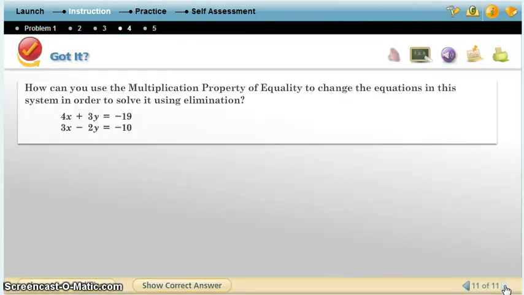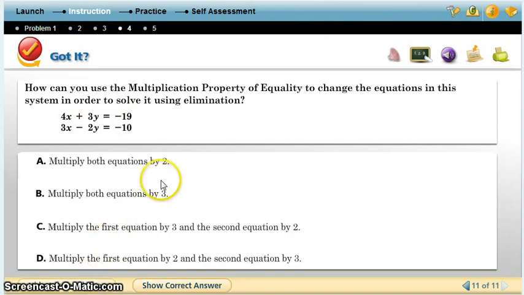Okay, go back and look at that example if you need to, but how are you going to use the property that we just talked about, the multiplication property, to change these equations? Basically, what number are you going to multiply the first equation by, and what number are you going to use to multiply the second equation by so that they can match? Now, here are some answer choices. You're either going to multiply both equations by 2, so think about that. Would that make x's and y's both match? Or the x's match or the y's match? Multiply both equations by 3, and so forth. You can read those.